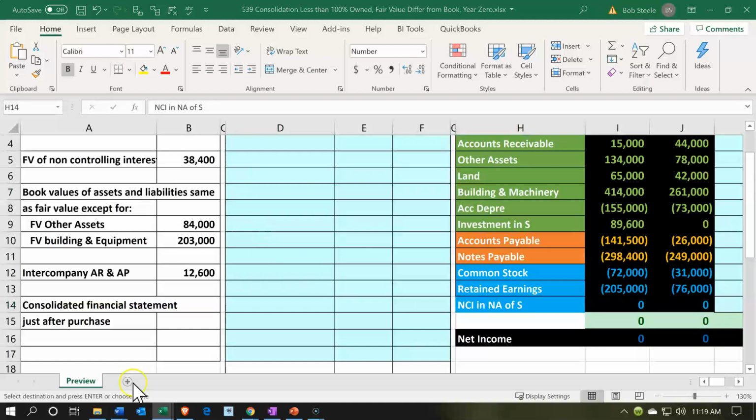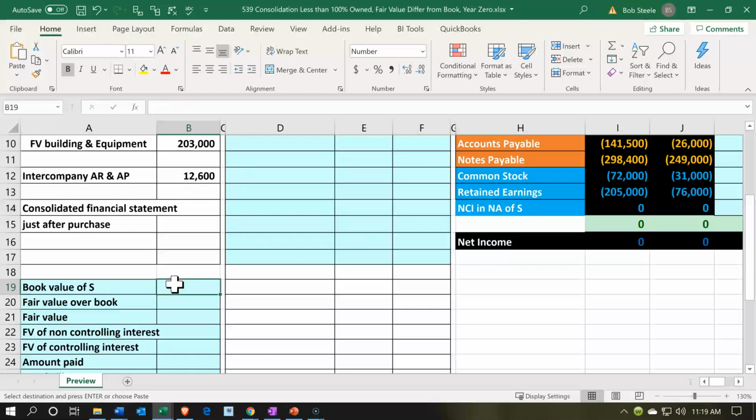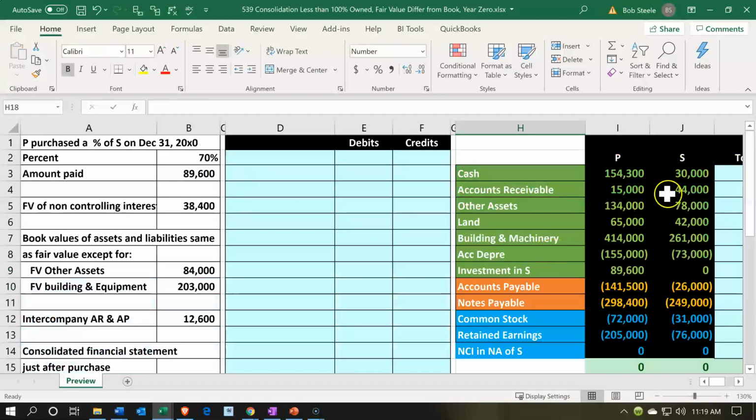So let's then think about the calculation of goodwill and how this will work out too. So we're going to go down here. I'm going to do our standard kind of little calculation. I'm going to say, all right, well, what's the book value of S? Well, this financial statement over here is just right after the purchase. So this is basically S's books at this point in time.